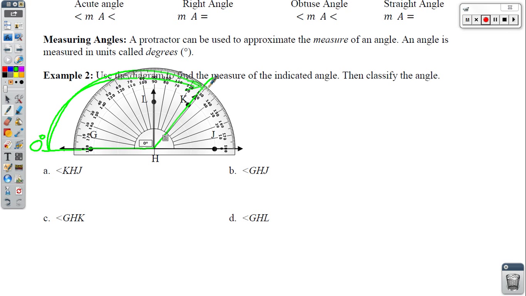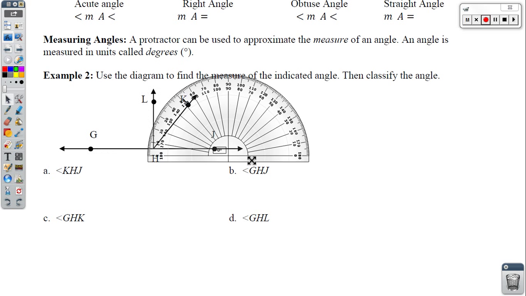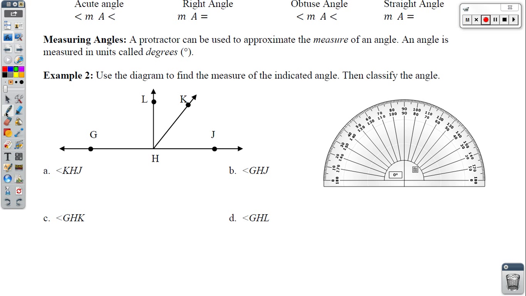Oops. And that looks like just under 130 degrees. Maybe call it 128. And then the last one is GHL. So starting at G, going over to H, and then up to L.